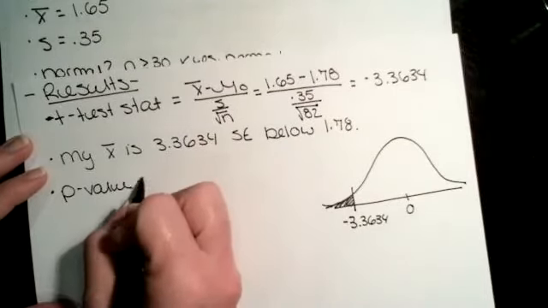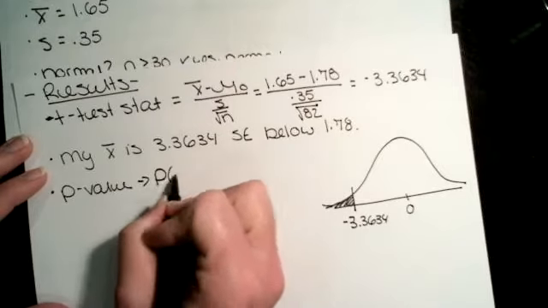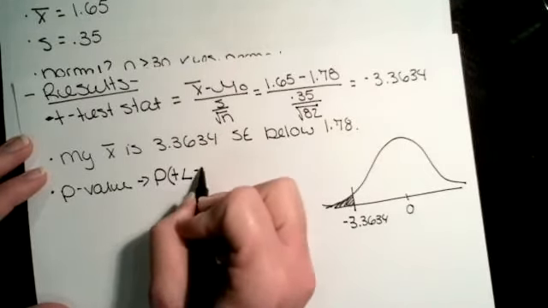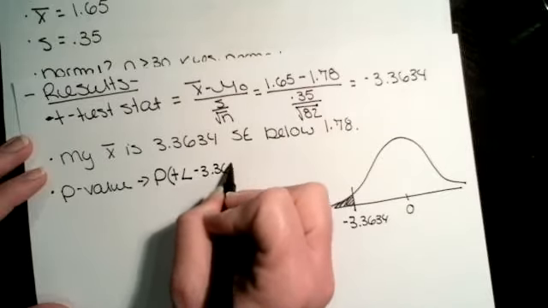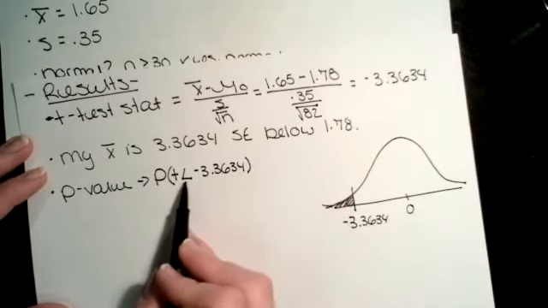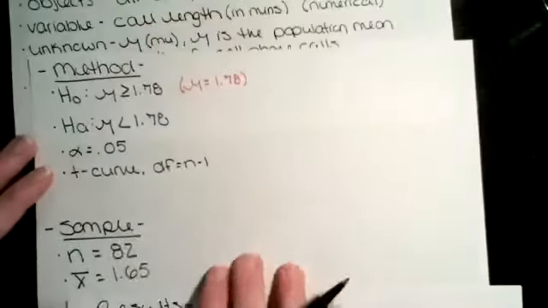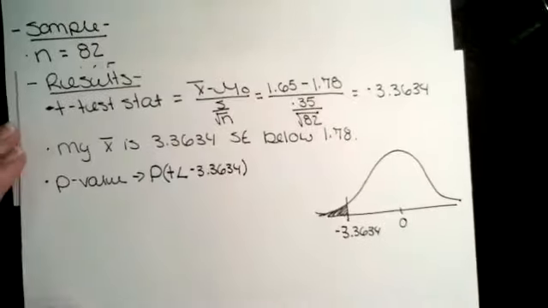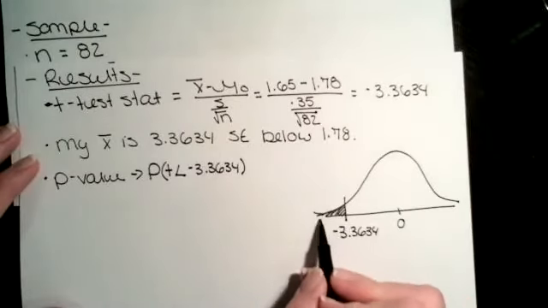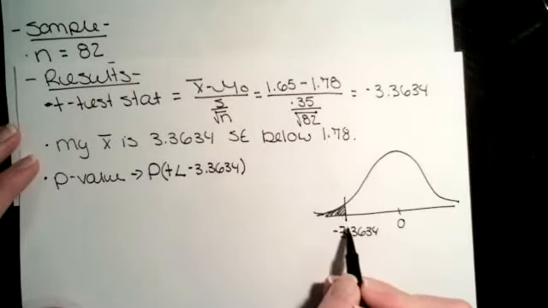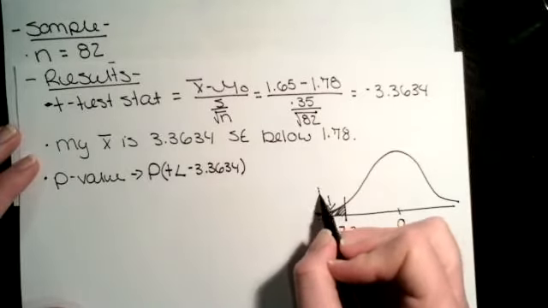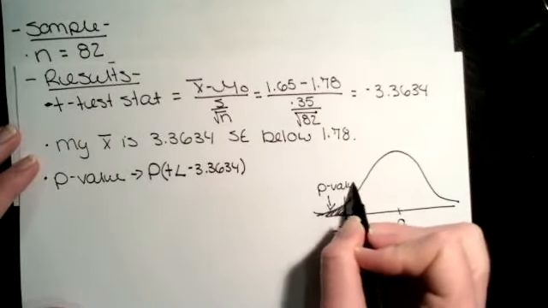So now for my p-value, calculate the probability of getting a t-value less than negative 3.3634. Does everyone see that? First of all, the less than always matches my HA, less than here. But with the picture, you can just see it, right? It's to the left. It's smaller than that value. You're always calculating the area in that tail, and that area will be the p-value there.